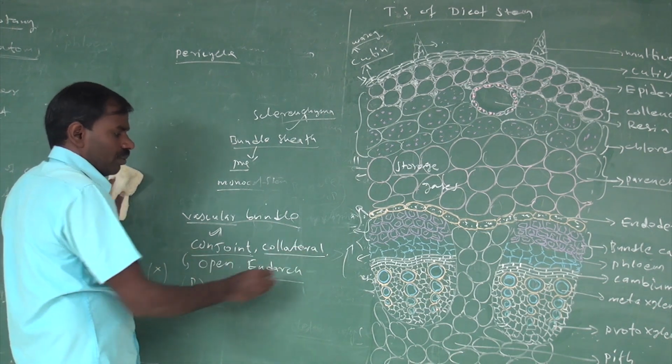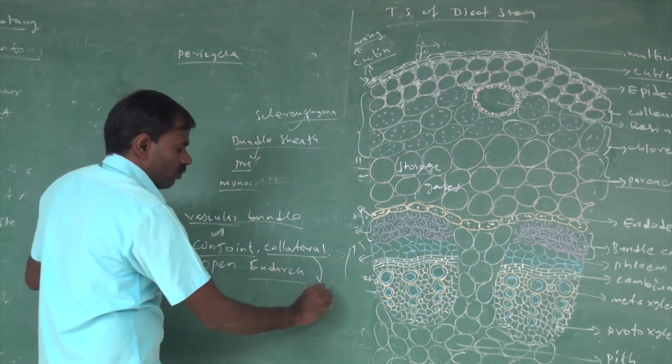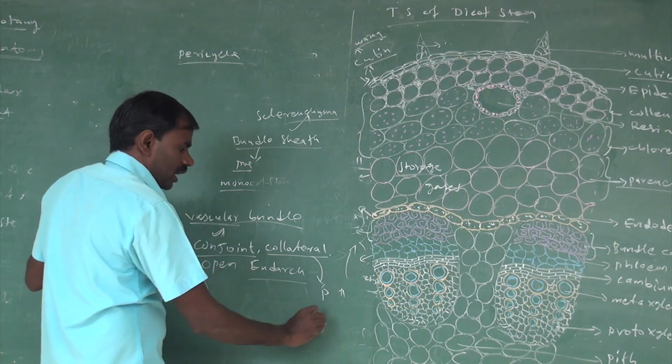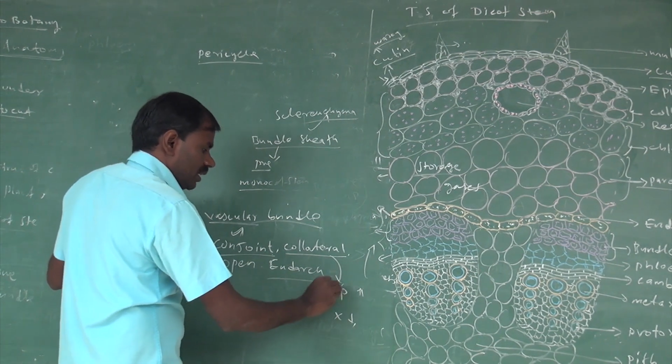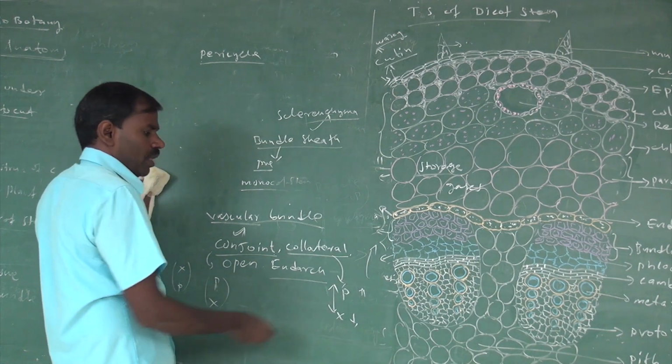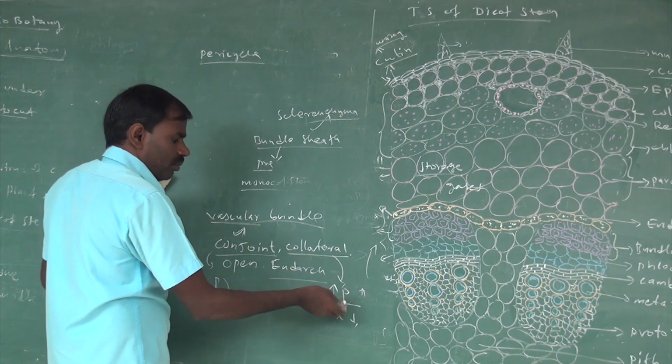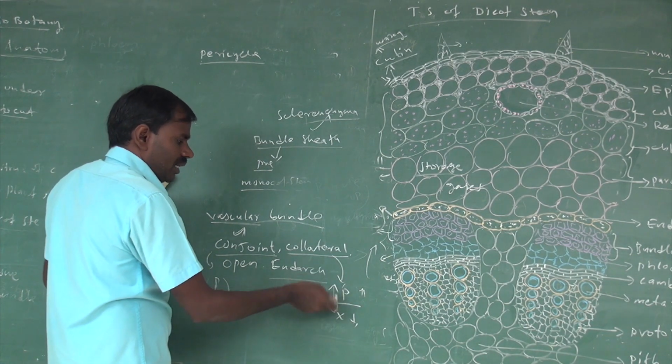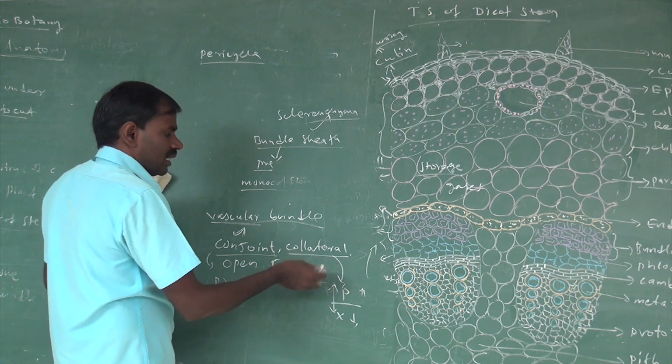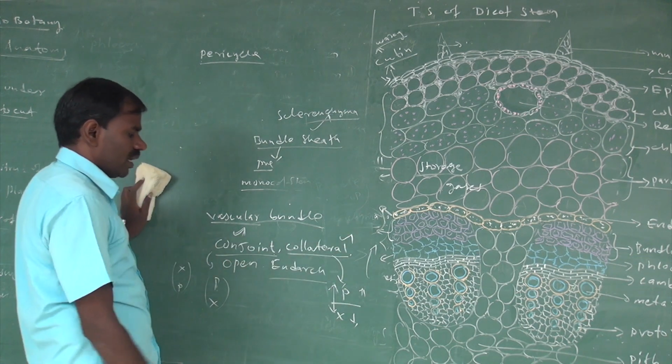What is a collateral vascular bundle? Collateral vascular bundle means the phloem is arranged above and the xylem is arranged below, but they are arranged on the same radius. Phloem elements above, xylem elements below, on the same radius. This type of vascular bundle is called a collateral vascular bundle.